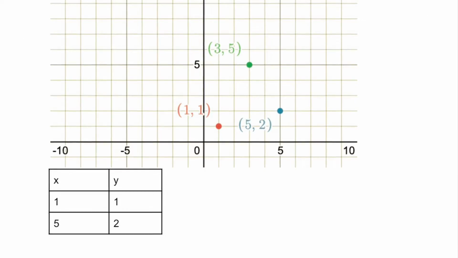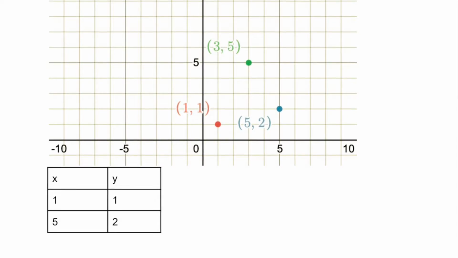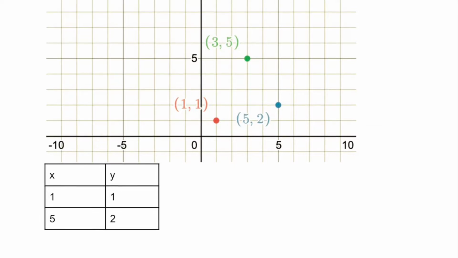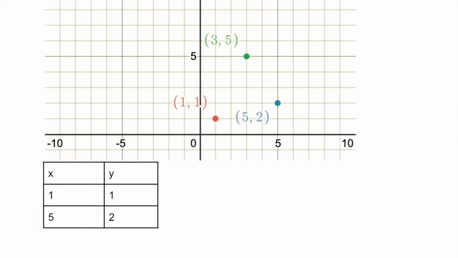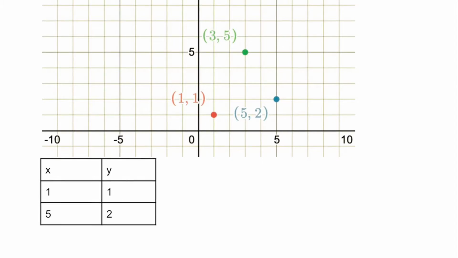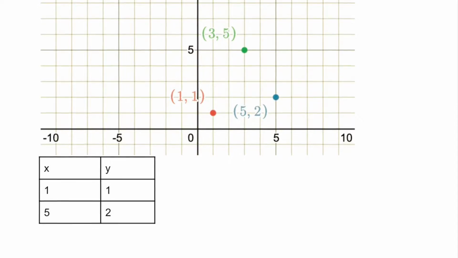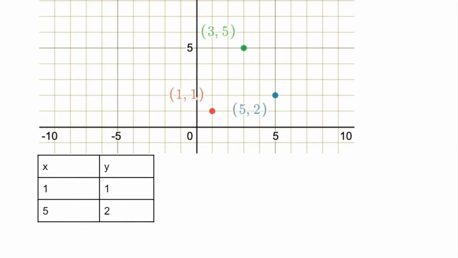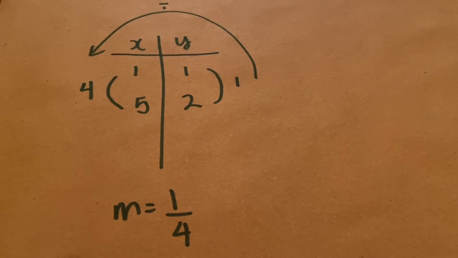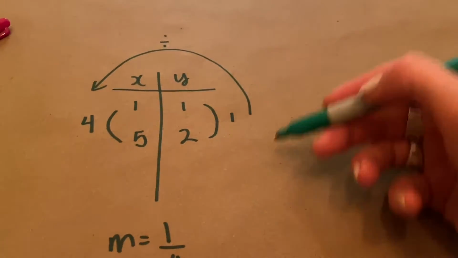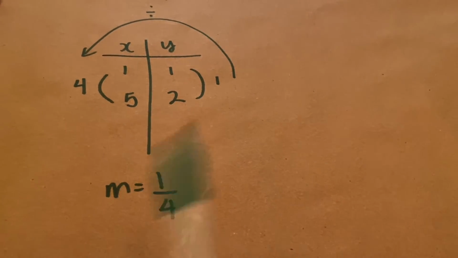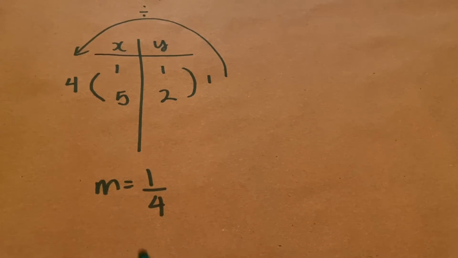Let's first look at the side of the triangle that starts at the point (1, 1) and ends at the point (5, 2). What we want to do is find the slope of that segment of the triangle. So I've put those points in a table of values, and now we want to calculate the slope. Here is my table of values. I need to subtract, and then divide. So I get that the slope of that first segment of the triangle is 1/4.